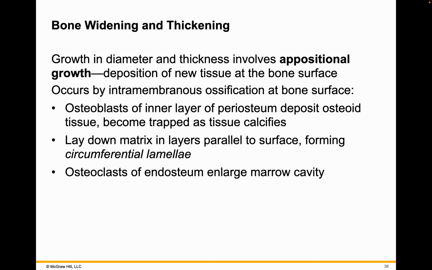Bone also gets wider and thicker as it grows. This is called appositional growth. Deposition of new tissue at the bone surface occurs by intramembranous ossification at the bone surface. So the osteoblasts of the inner layer of the periosteum will deposit osteoid tissue and become trapped as tissue calcifies. It will lay down matrix in layers parallel to the surface, forming circumferential lamellae, and osteoclasts of the endosteum will enlarge the marrow cavity.